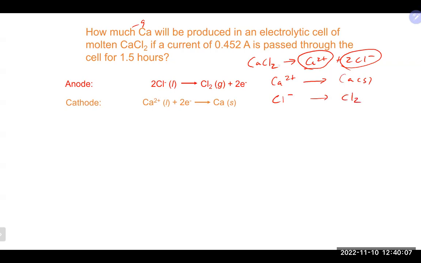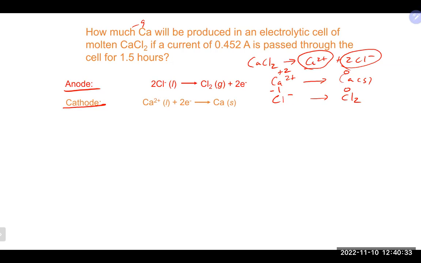So what is happening here is the calcium is going from +2 to 0, which means it is being reduced, which is why it is the cathode in this case. The chloride is going from -1 to 0, which means it's becoming more positive, which is why it is the anode in this case. So again, it is a little bit backwards.